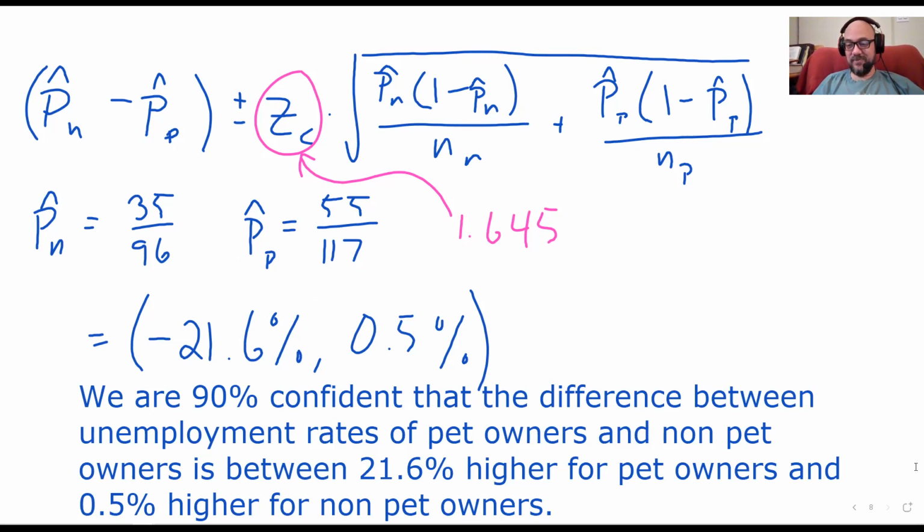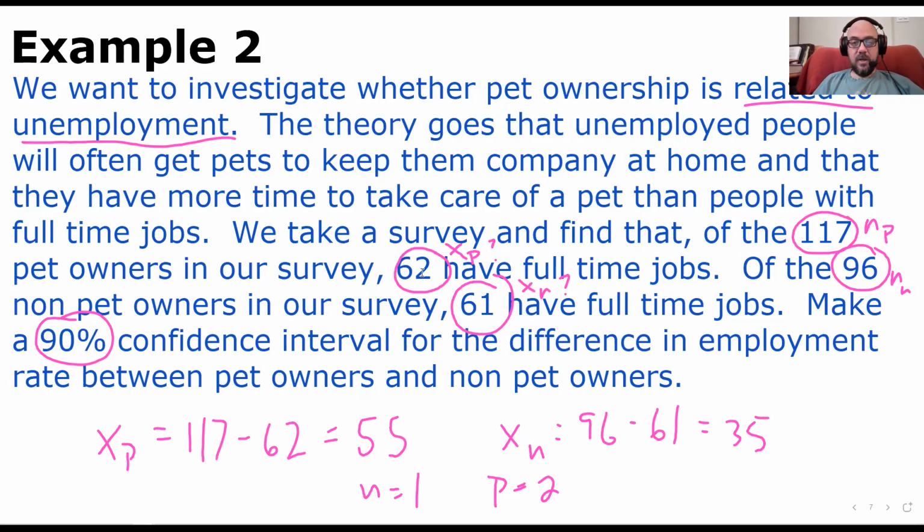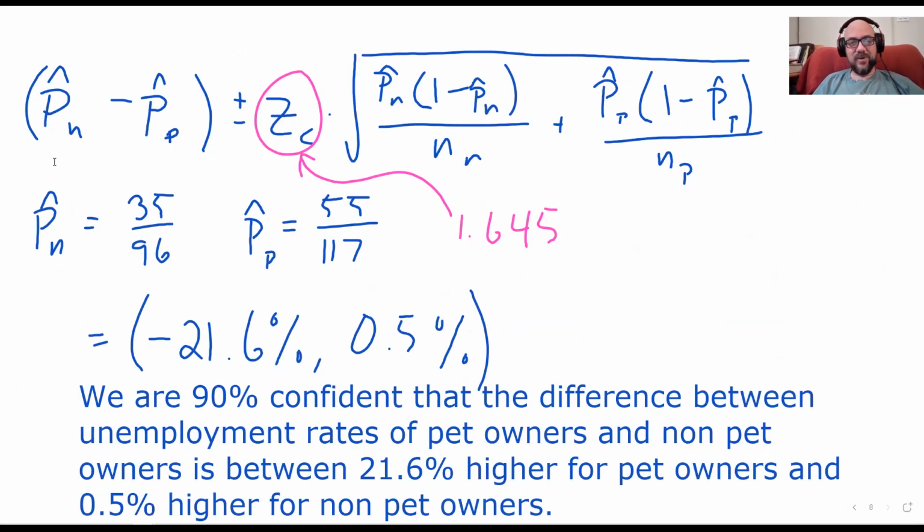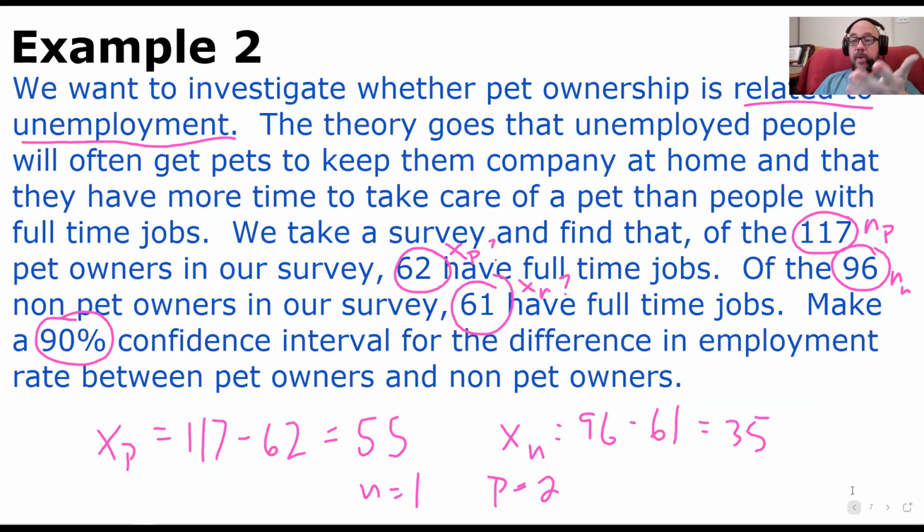All right, so let's go back and remind ourselves of the important things here. So I'm going to do it the same way, even though I think that's backwards from what I actually wanted. We're going to do non-pet owners minus pet owners. So non-pet owners are going to be 1 and pet owners are going to be 2. So our N1 is going to be 96 and X1 is going to be 35. N2 is going to be 117 and X2 is going to be 55. So 35 and 55. All right, let's go to the calculator.